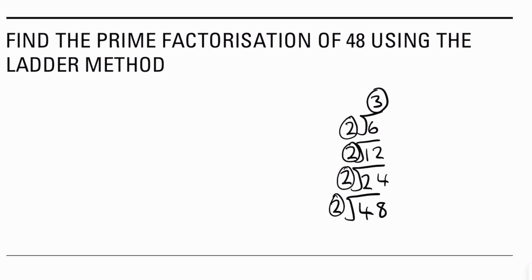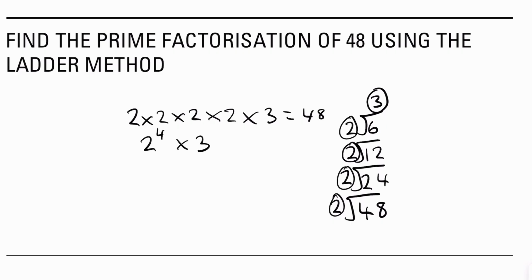So we could say 2 times 2 times 2 times 2 times 3 is equal to 48. And so remember, we can group these together as 2 to the power of 4 times 3, and that will also equal 48. So just to check there, 2 times 2 is 4, times 2 is 8, times 2 is 16, times 3 is 48.